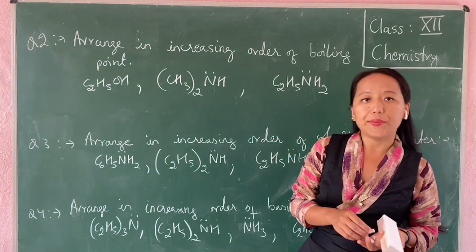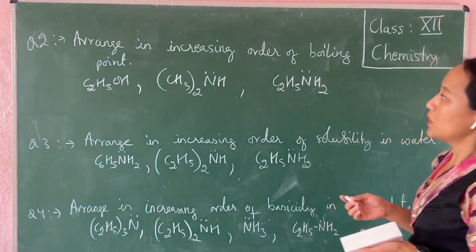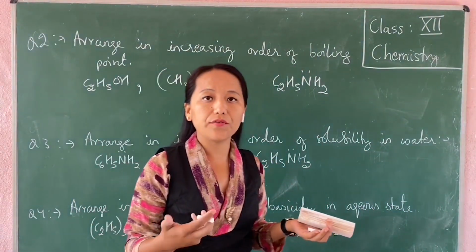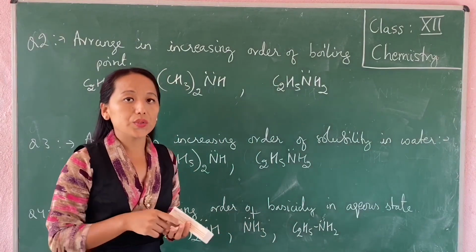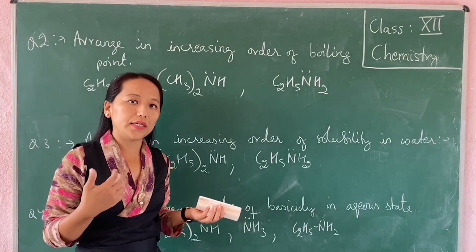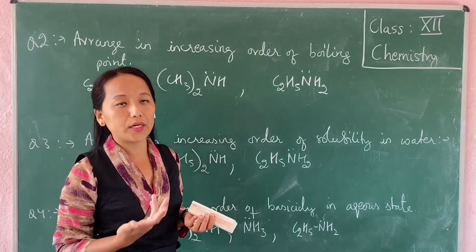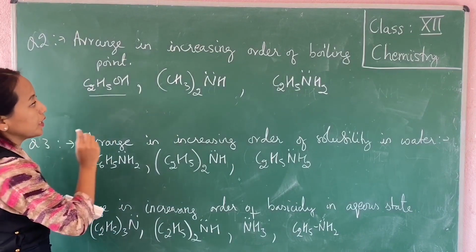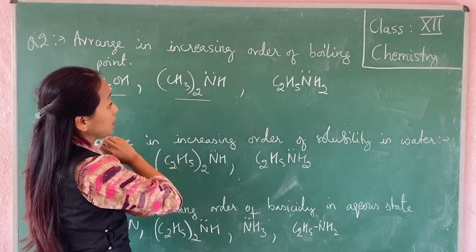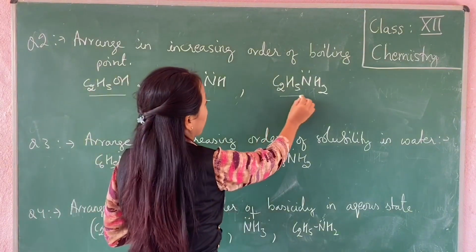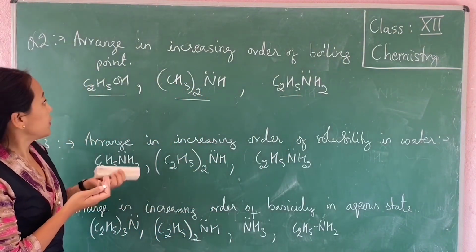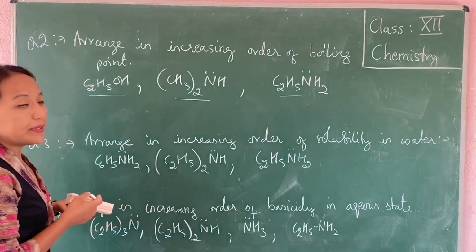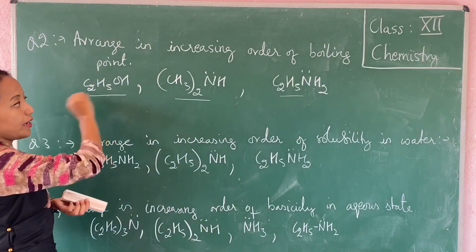The second question is arrange in increasing order of boiling point. So whenever you are comparing the boiling temperature, you need to look at the possibility of formation of intermolecular hydrogen bond. So whenever there is more intermolecular hydrogen bond formation, the boiling point will always be high. So in this case, alcohol, it is ethanol, and in this case it is a secondary amine, and this is a primary amine. So in the case of alcohol, the hydrogen bond formation is very strong compared to the amine compounds. Therefore, this will have the highest boiling point.